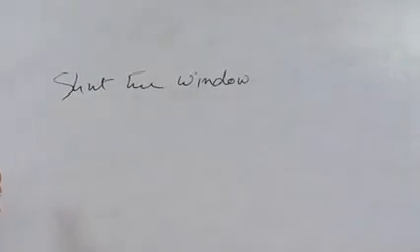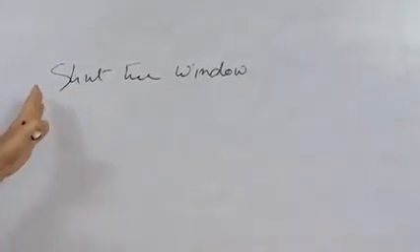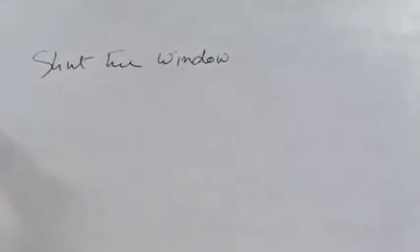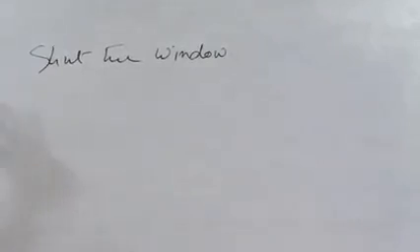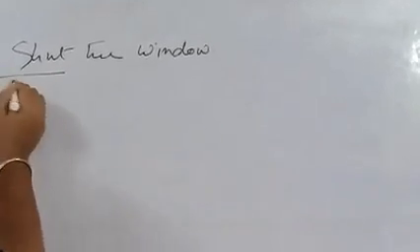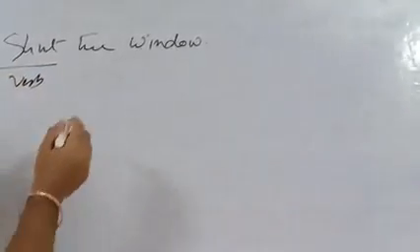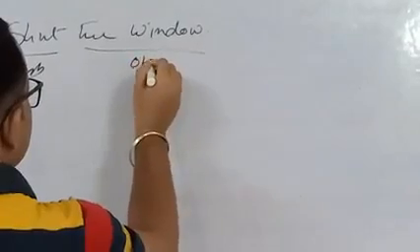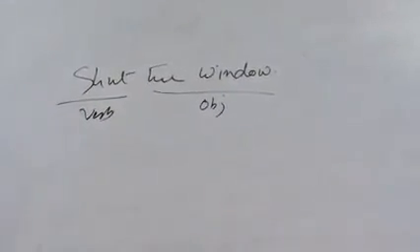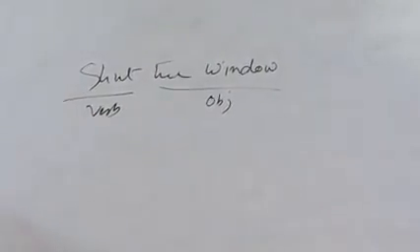So here you can see, what is the subject in this sentence? There is no subject here. The subject is missing in this particular sentence. You can't find any subject here. And what is the verb? Shut is the verb in this sentence, and the window is the object. So since there is no subject, the sentence begins directly with a verb.